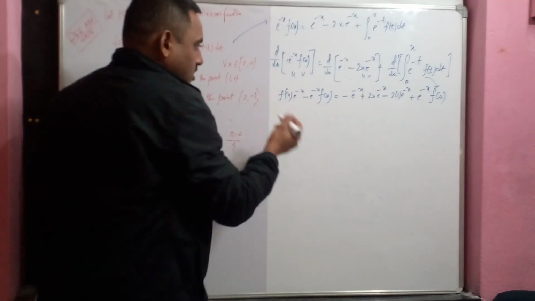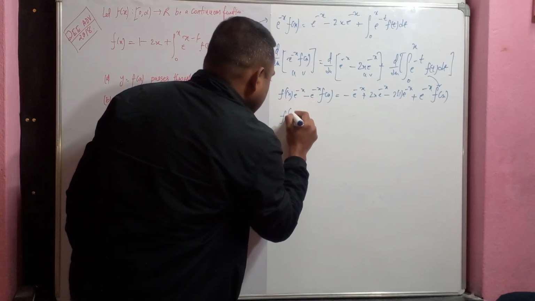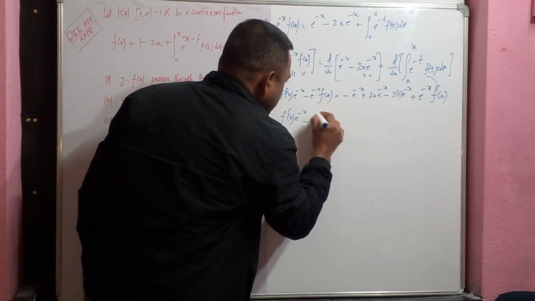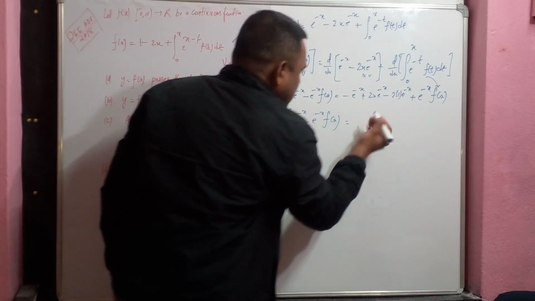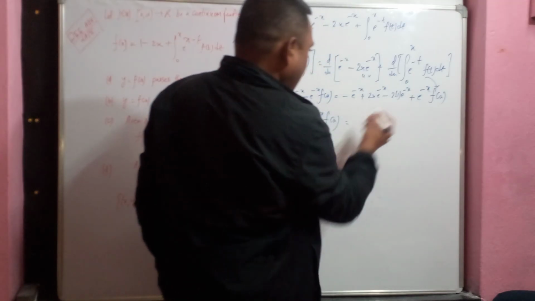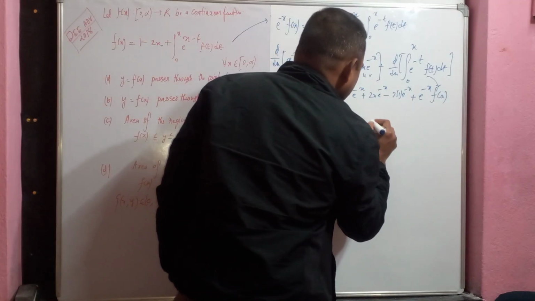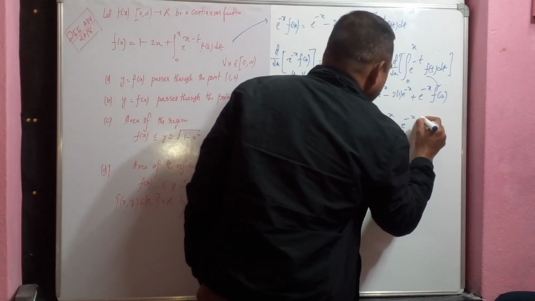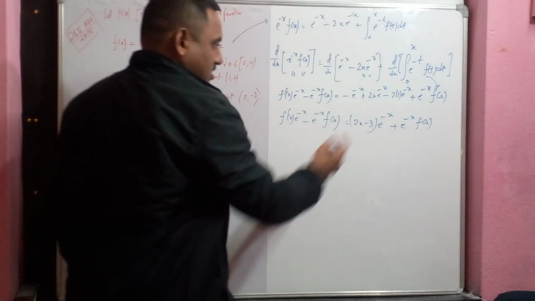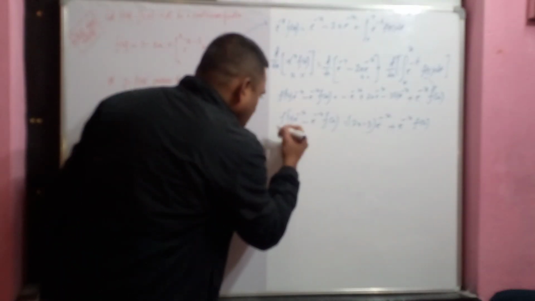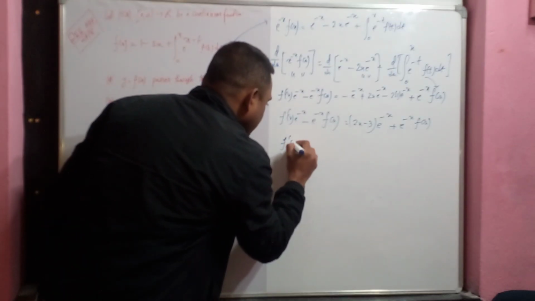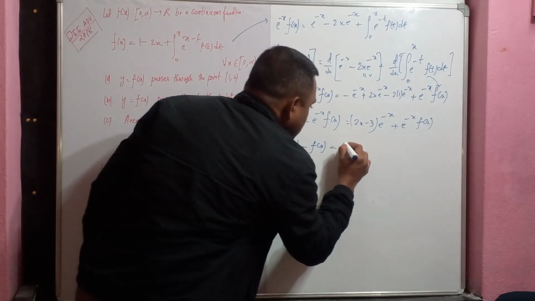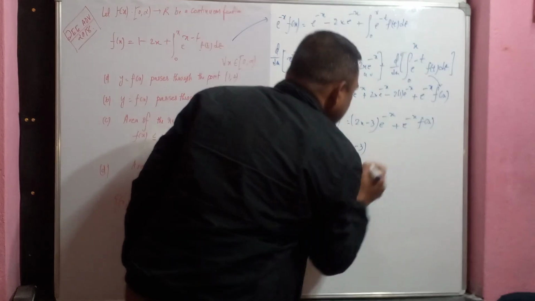Have you understood so far? Now arrange the terms, f dash x e to the power minus x. It is a little bit confusing because lots of terms are there, but most of them will eliminate. This is (2x minus 3) e to the power minus x plus e to the power minus x f(x). Now eliminate the e to the power minus x. So f dash x minus f(x) is equal to 2x minus 3.